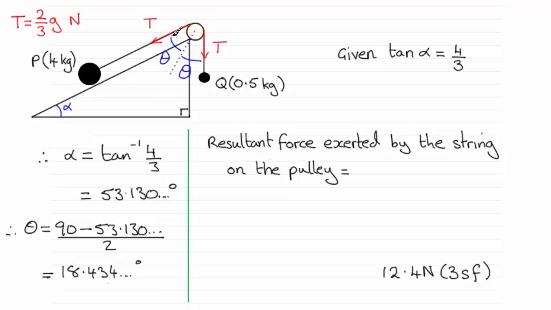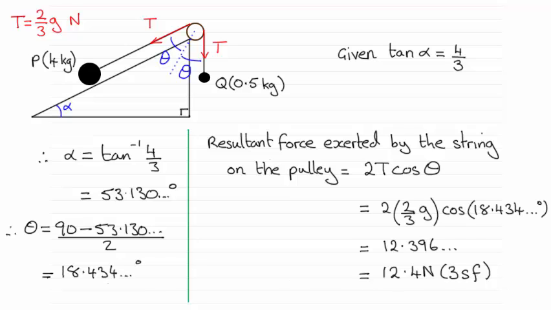And because it contains the angle theta, each one of them is going to be T cosine theta. So you've got a total then of 2T cosine theta, T cos theta plus another T cos theta. So all I need to do now is substitute the tension, 2/3 G, into here and take the cosine of 18.434 and so on degrees. And that will give me 12.4, as you can see here.